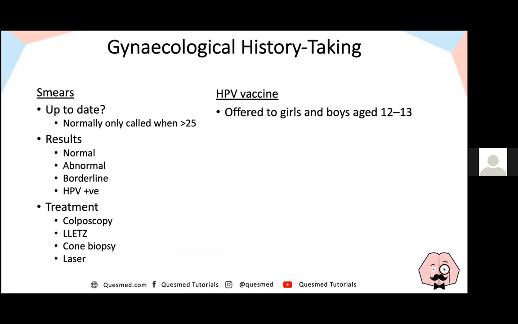So that's normally given in first or second year at high school, and it's now given to girls and boys. And most people remember getting their vaccination. And this is all giving me an indication of their risk of cervical cancer.